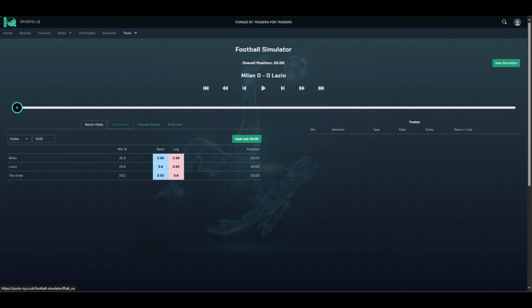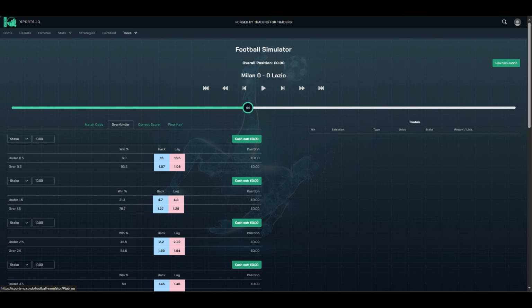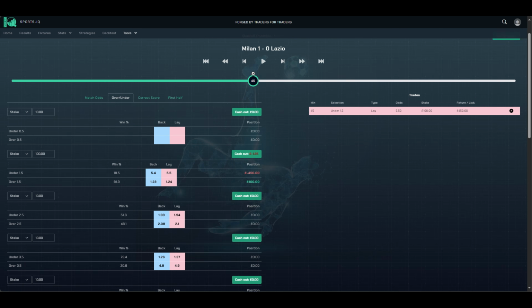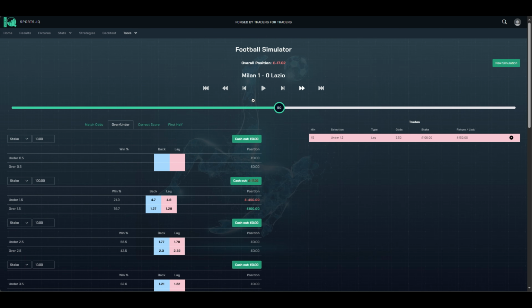So in this next match, we've got AC Milan versus Lazio. So let's bump it up to half time. The score's 1-0, and we'll use a £100 lay stake again, laying at odds of 5.5, and let's see how we get on in this one.